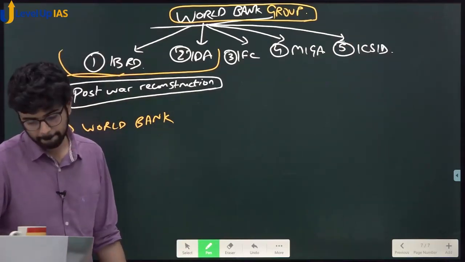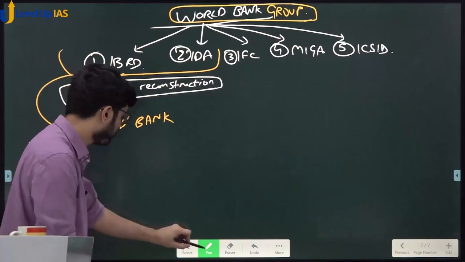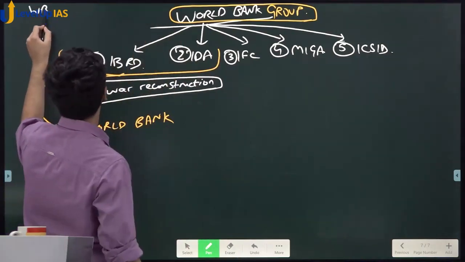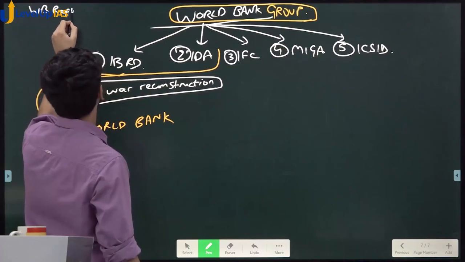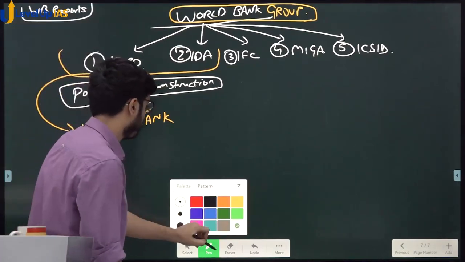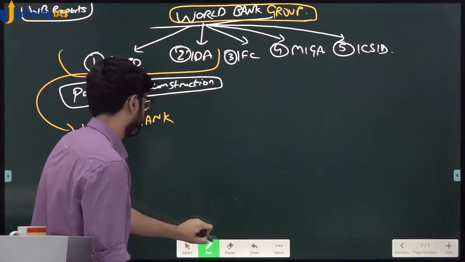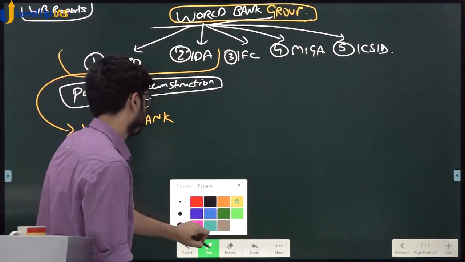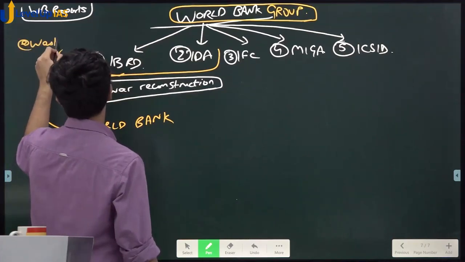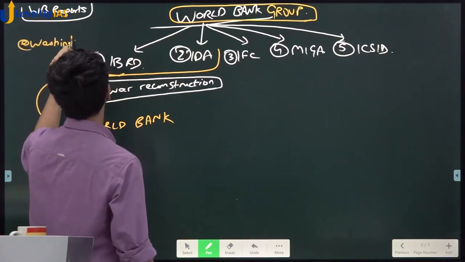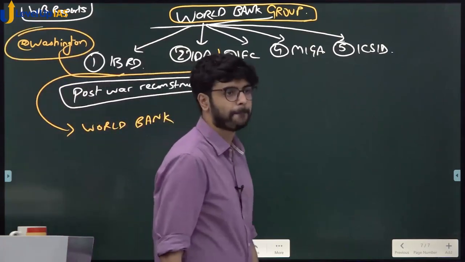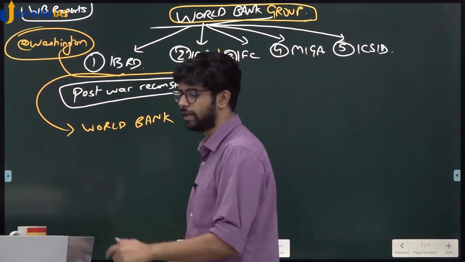Okay. Homework for prelims: World Bank reports. Again, this is also at Washington. Okay, is it okay?